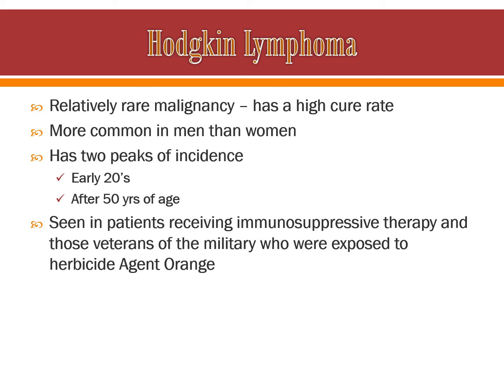Unfortunately, it can also be seen in patients who are receiving immunosuppressive therapy. So maybe patients had a different type of cancer and they were getting immunosuppressive therapy, and now they end up with Hodgkin's lymphoma. That could be one situation. And any veterans of the military who were exposed to herbicide Agent Orange. That was an agent that was made to kill people. So that definitely suppressed the immune system, and they ended up with things like cancer. Those are just examples, and there is a familial pattern in some patients.